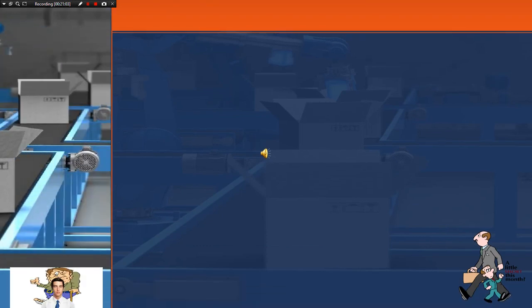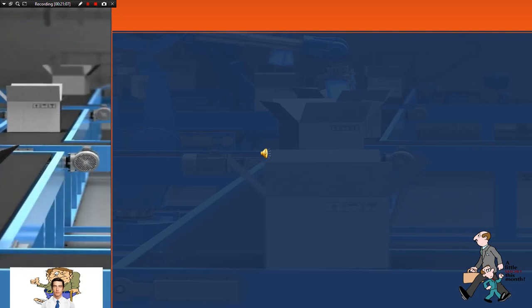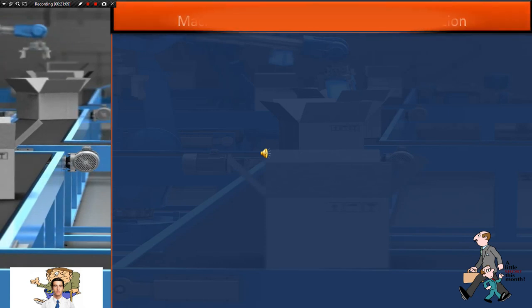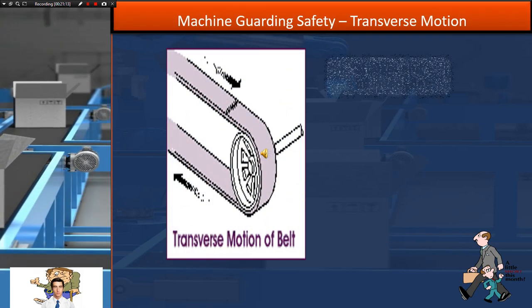Machine guarding safety, transverse motion: straight and continuous line. Conveyor lines and lengthy belts may strike or catch a worker in a pinch or shear point by the moving part.